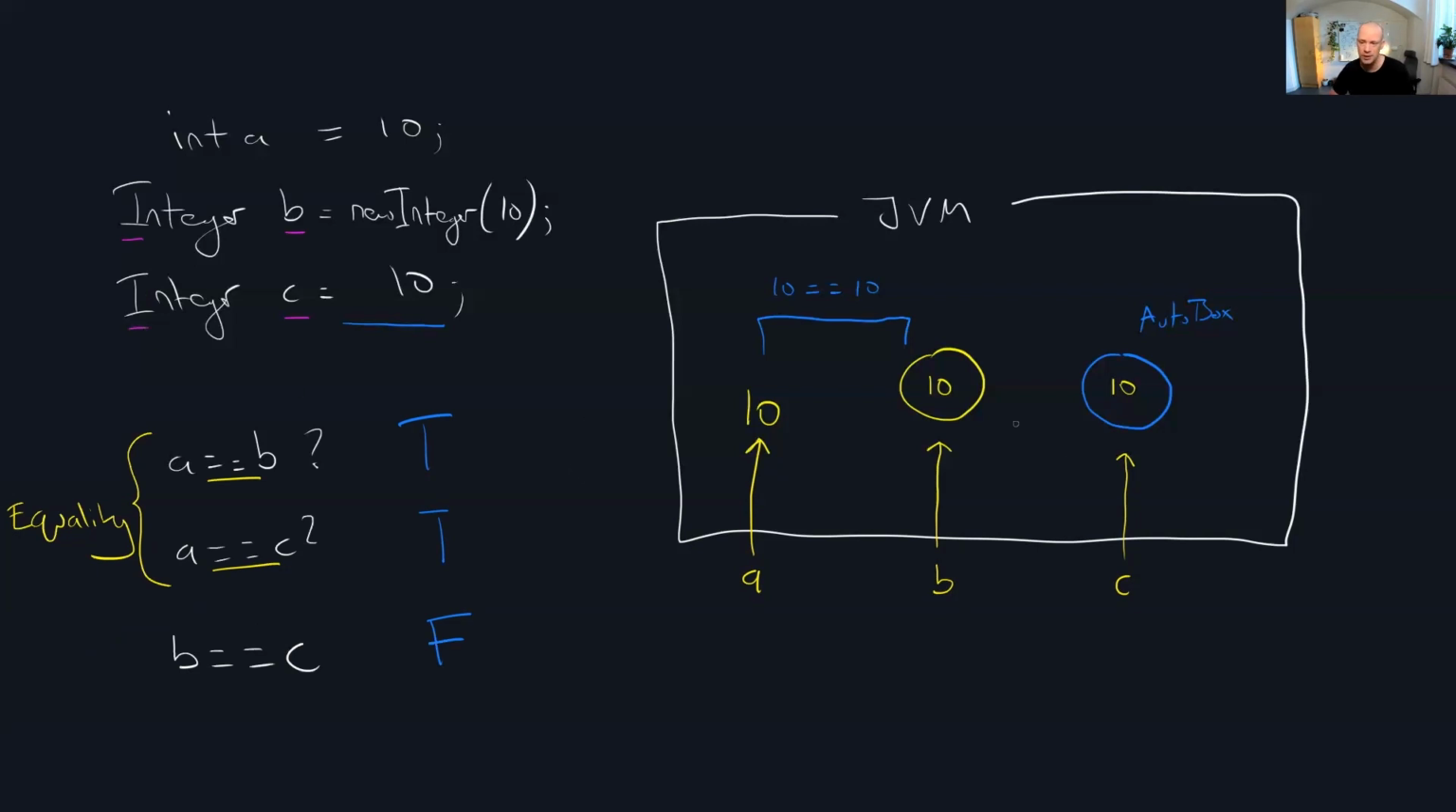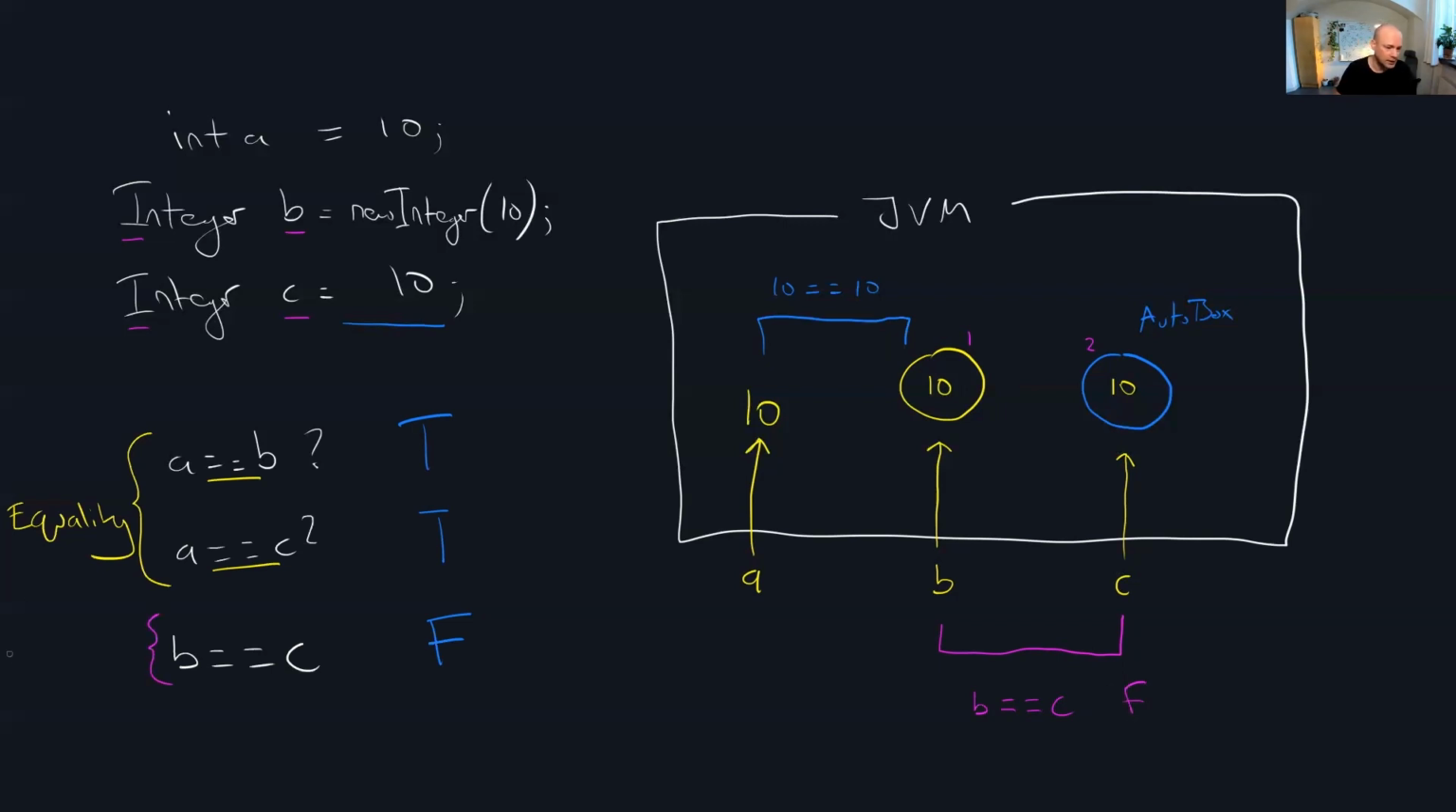We have two objects, and we're going to use the equals operator. Now in Java, because it's very confusing, whenever you use the equals operator on these two, what you're asking is not whether 10 equals 10, but whether B is pointing to the same thing as C. You can see in this example, B points to one object, C points to another object. So this is going to be false. They're pointing to different objects.